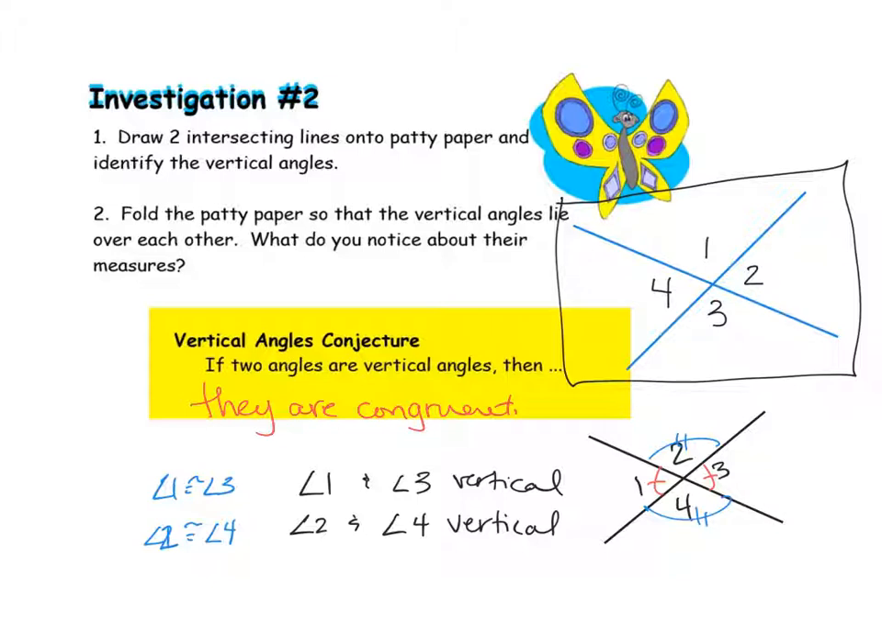All right, so vertical angle conjecture. This is something that's really important to us throughout the whole year. The vertical angle conjecture, we actually use it so much that we shorten its name after this. We call it VAC, the vertical angle conjecture.